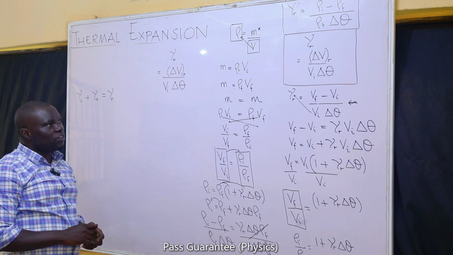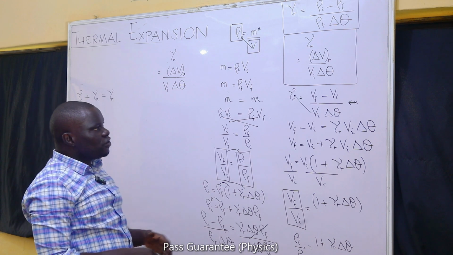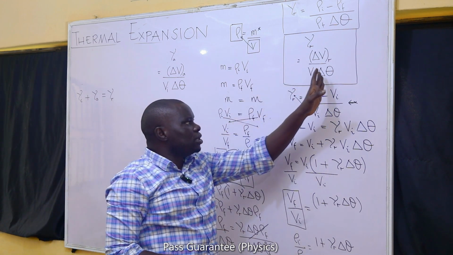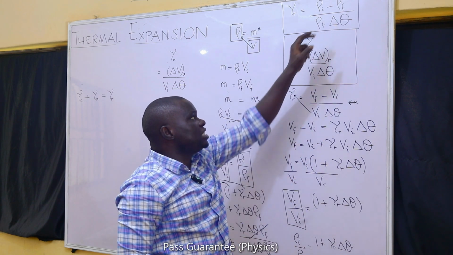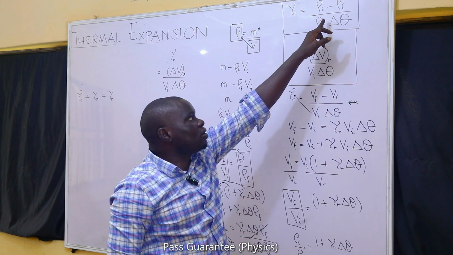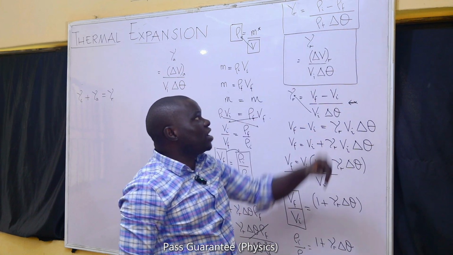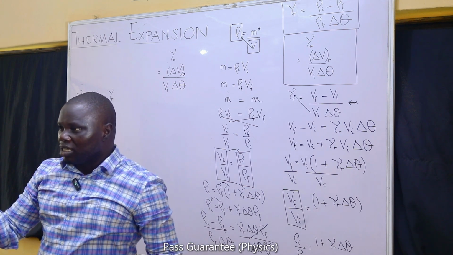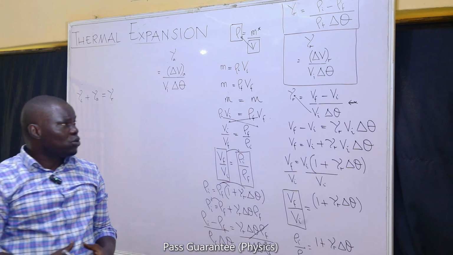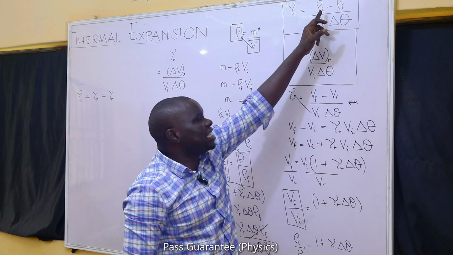Now I've given you two different formulas that you can use to find the real cubic expansivity. You can use the change in volume all over original volume multiplied by change in temperature. You can also use the change in density, but this time the change in density will be calculated not as final minus initial. It will be calculated as initial minus final, because it is believed that anytime the volume increases, the density will drop. So we expect, therefore, that the final density must be less than the initial density.